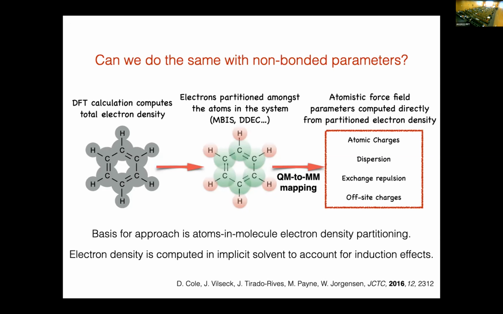And then from that partitioned electron density, we perform a series of QM to MM mapping operations to generate the force field parameters. So the most simple case is, of course, the atomic charges. You just count how many electrons have been assigned to each atom, and that is your atomic charge. And I'll tell you about these other terms in the coming slides. And just to note that we compute the electron density in an implicit solvent in order to effectively account for induction effects. So this is a non-polarizable force field.